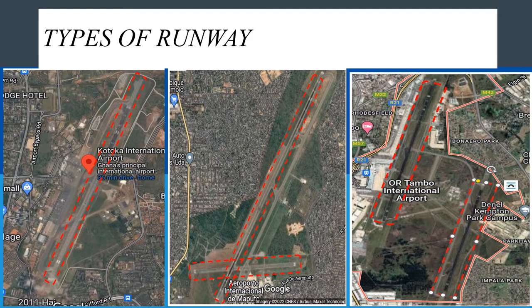75% of international aerodromes only have one runway. 24% have 2 runways, and 1% have 3 or more runways. And this is as at March 2019, in the gap analysis performed by ICAO.